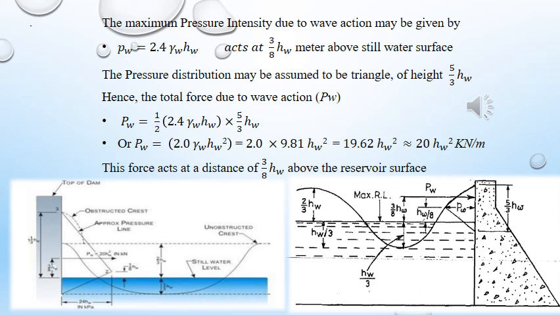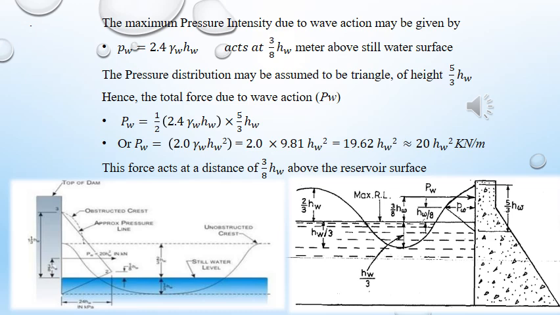The maximum pressure intensity due to wave action may be given by small Pw, the pressure intensity due to wave, which is 2.4 into gamma w into hw, and this acts at hw by 2 meters above the still water surface. The pressure distribution may be assumed to be triangular of height 5 by 3 hw, as shown in the figure. Hence, the total force due to wave action is capital Pw.